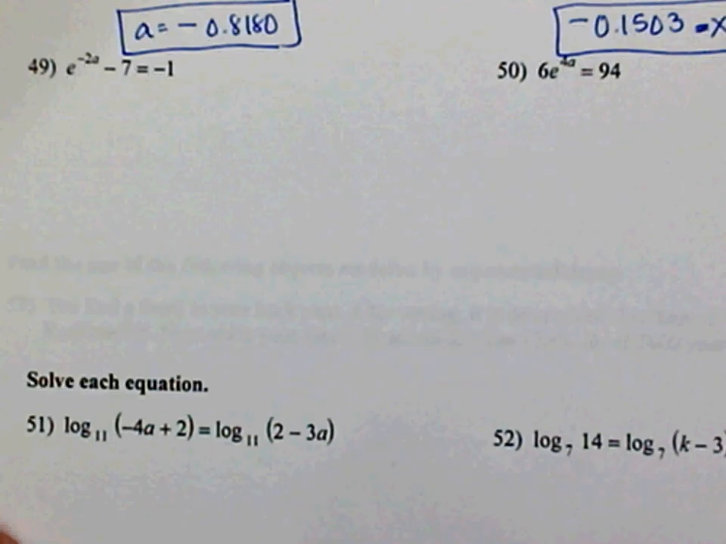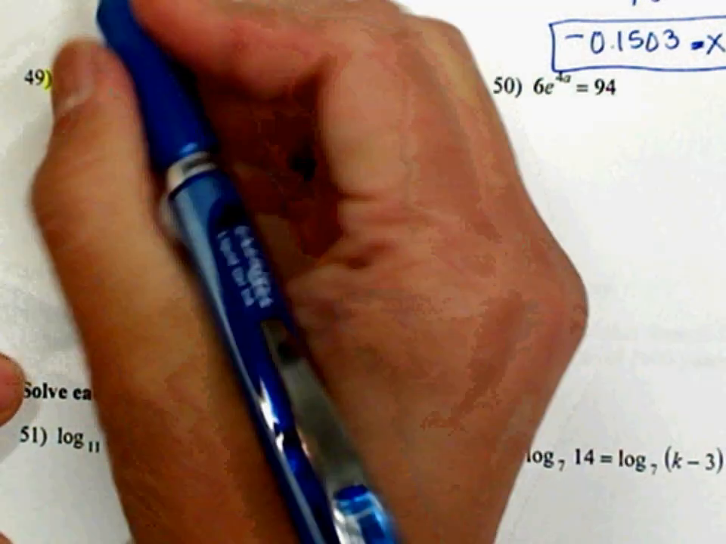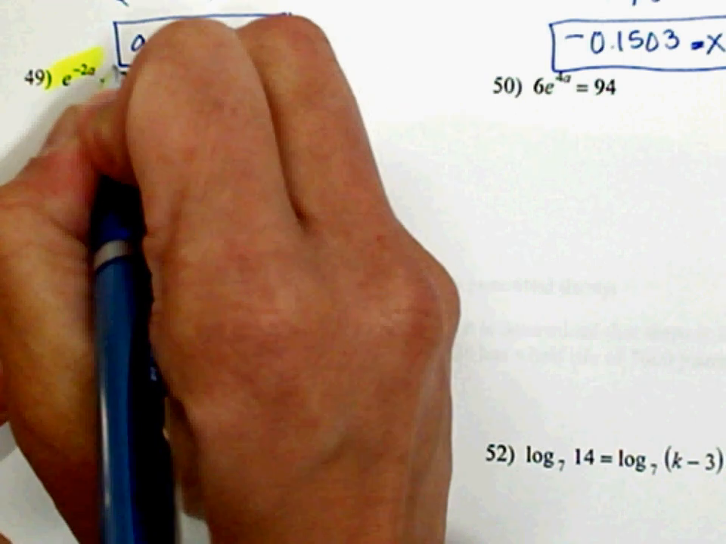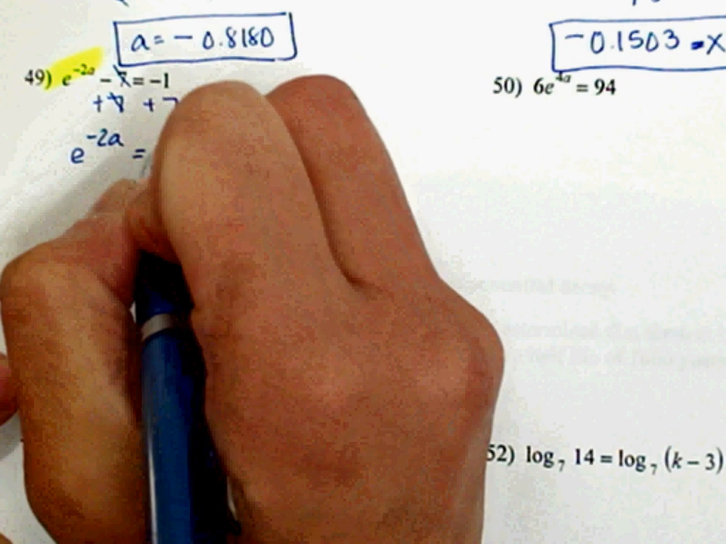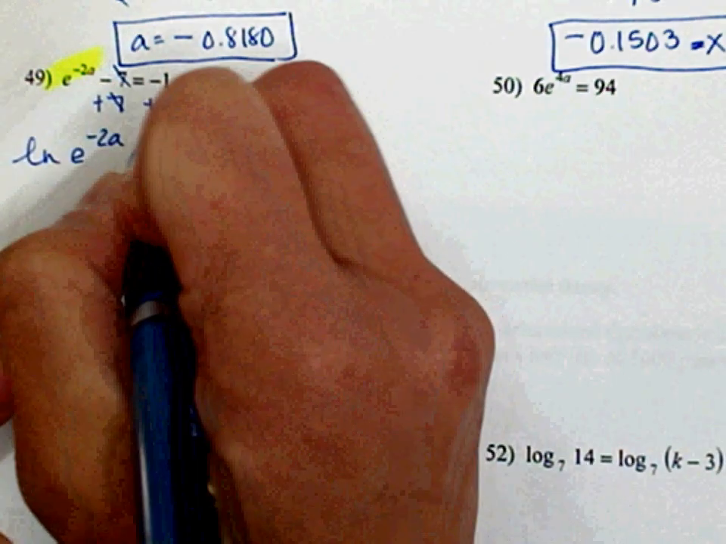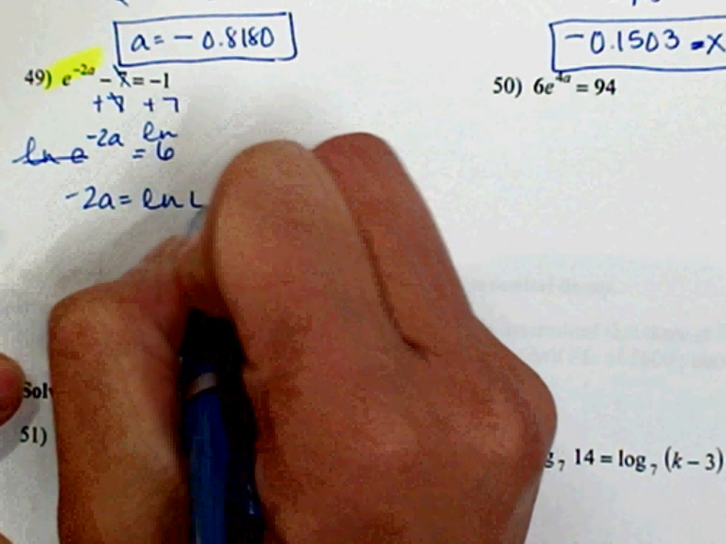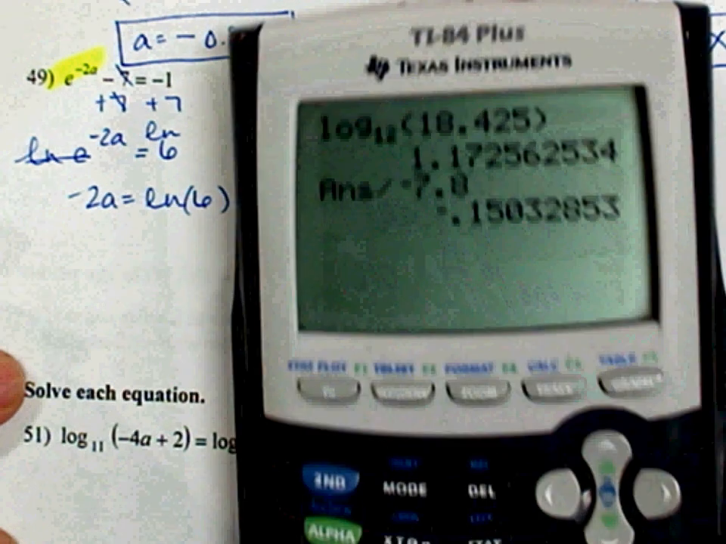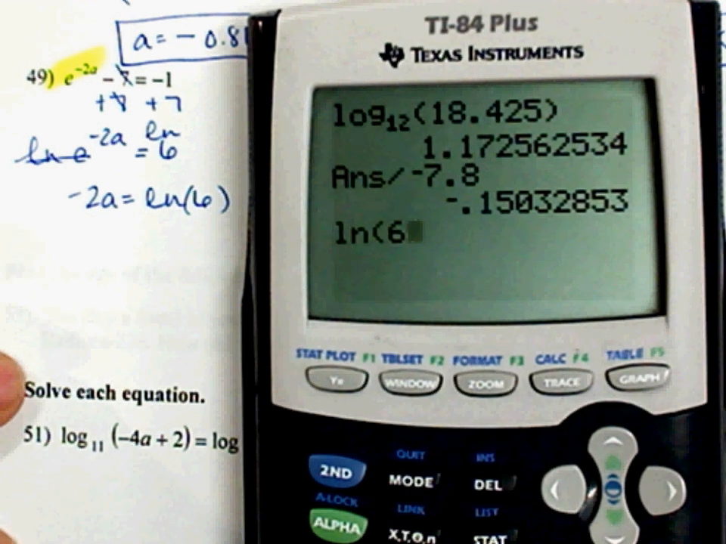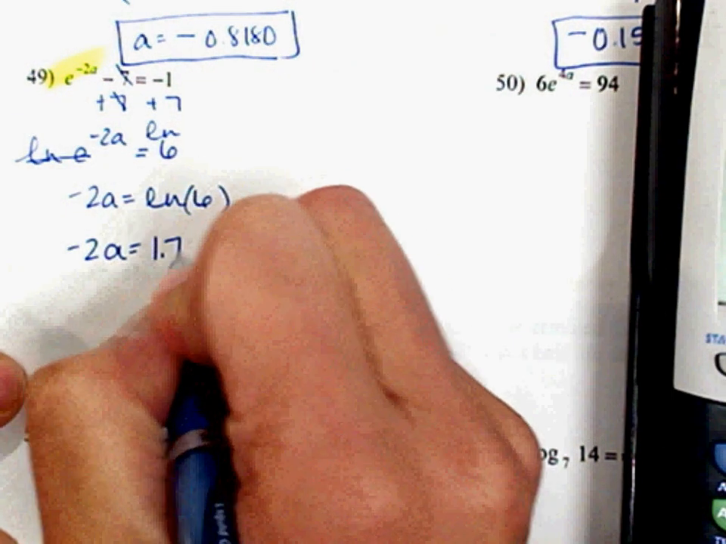Number 49. Again, I am solving for the base to that part. That's a minus 7, so I'm going to add 7 to both sides. So you have base e raised to the negative 2a equals 6. Take the natural log. This cancels. So now you have negative 2a equals natural log of 6. Type that into your calculator to simplify. So natural log of 6, negative 2a equals 1.7918.